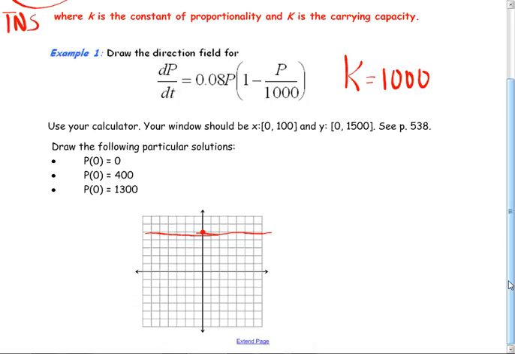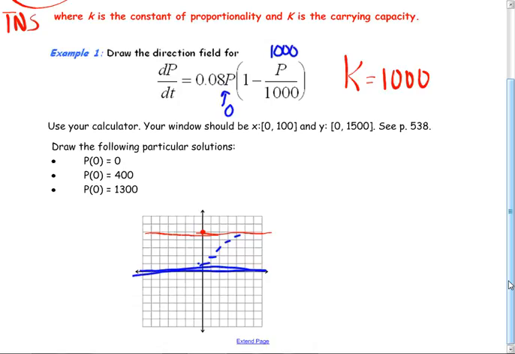Guys, when P is really small, what will be true about my slopes? Where's the other equilibrium? No, it's 0. 0 and 1,000, those are equilibriums. And you know that the slope is going to be small here, but as you go further over, it's going to get steeper. And then it's going to start going down again.